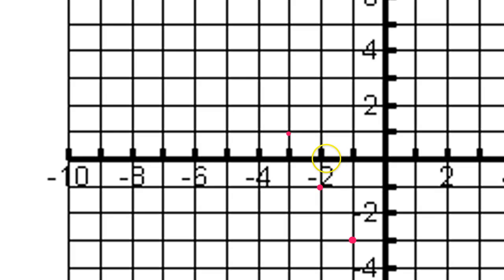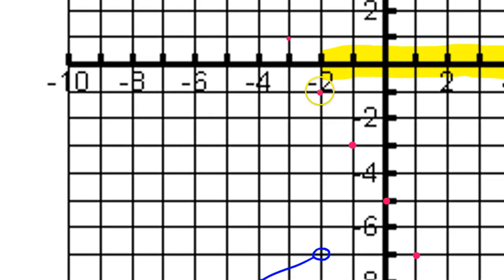So here's -2. But this time I want values that are greater than or equal to -2. So I'm going to start at -2 and I'm going to go to the right. So see this dot right here? This dot is equal to -2. So what I'm going to do is, instead of doing an open circle like I did last time, I'm going to do a closed circle because equal to -2 includes this endpoint.